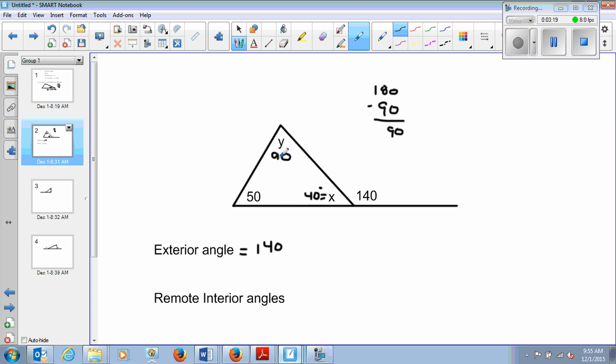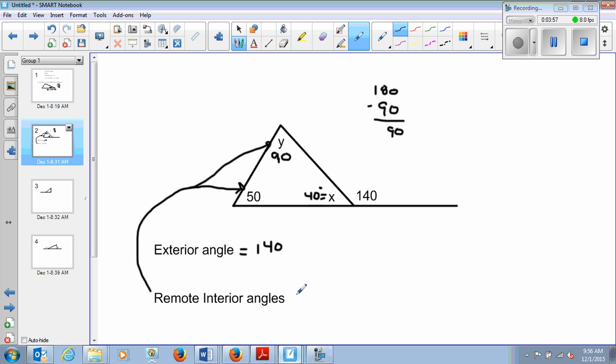Now I want to stop here for a second and look at this other vocabulary word. We have these things called remote interior angles. Here we see three interior angles, but the remote interior angles are going to be the angles that are actually not touching the exterior angle. So those two angles right there are called our remote interior angles. They're not touching this 140. See how 40 and 140 touch each other? But these are away or remote. Just like you use a remote control, you sit away from the TV to change the channel. Well, that's what this is. Remote means away. So these two angles are away from 140.